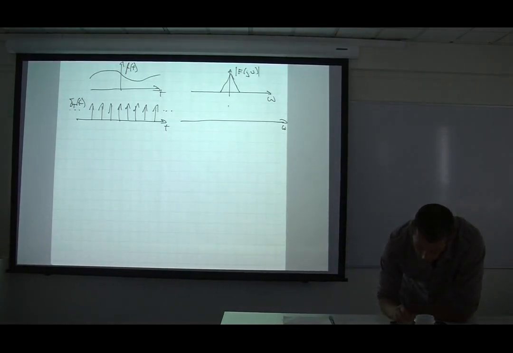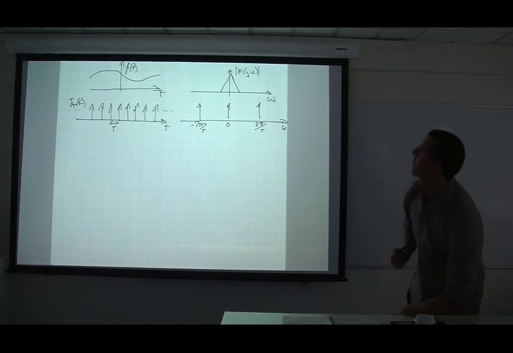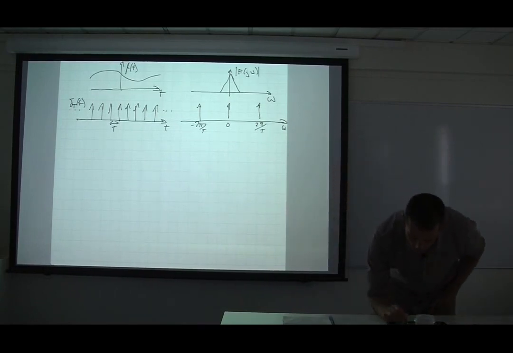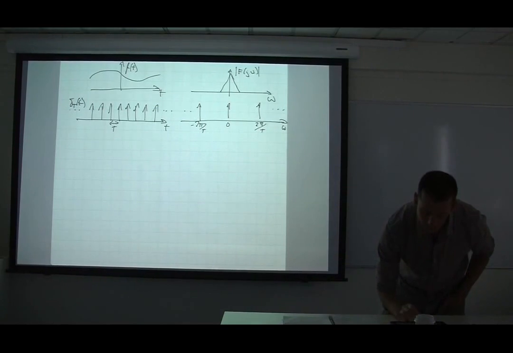So you end up with, let's keep them far enough apart so we don't get aliasing. So that would be at 0. This would be at 2 pi over T, where this is T between these two guys, and so on, and they would go forever in both directions as well. That's how we get replication.